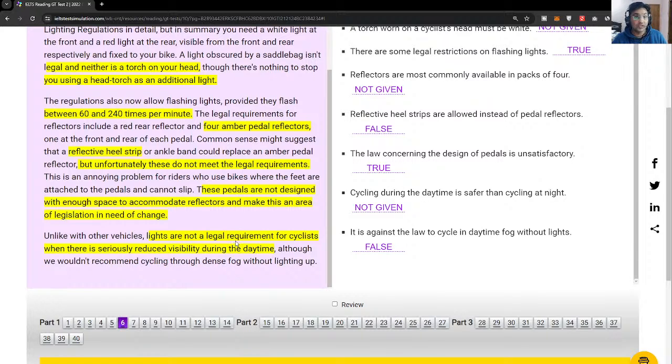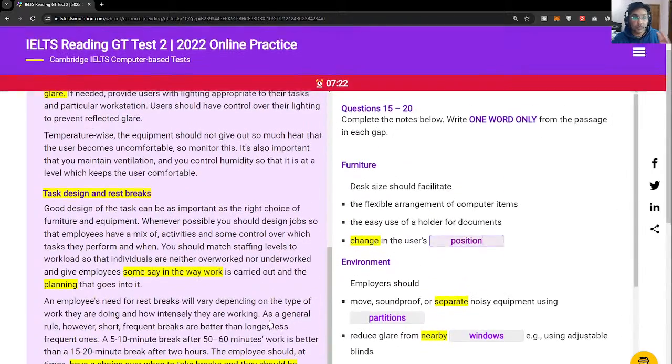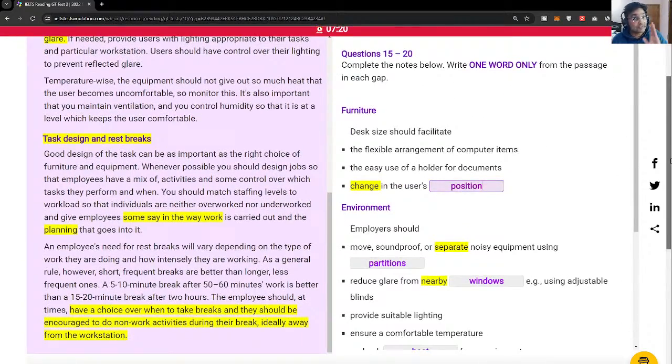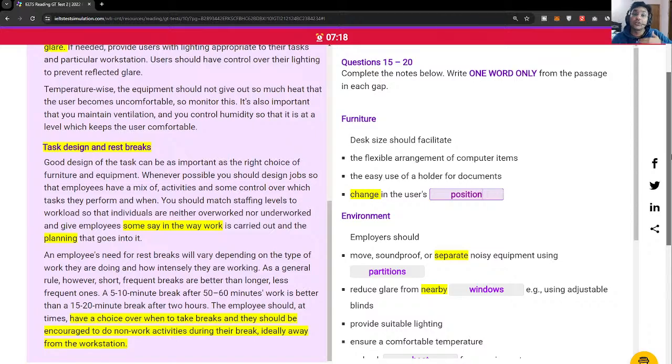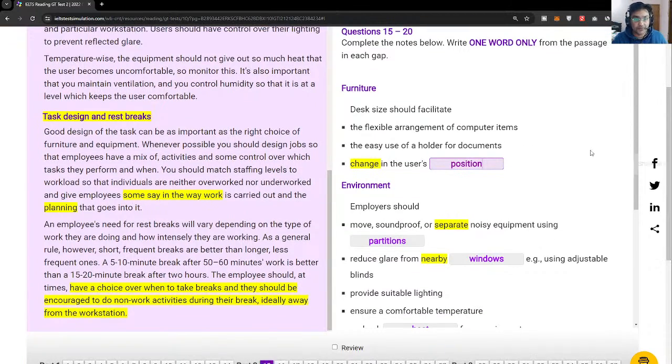Cycling during the daytime is safer than cycling at night. We don't know. They have not mentioned anything about it. It's not given. It is against the law to cycle in daytime fog without lights. It's false because it is not a legal requirement. It is not against the law. You can do it, but it is highly recommended not to cycle. So part 1 is complete. We have 7 minutes and 20 seconds remaining to review the remaining questions.